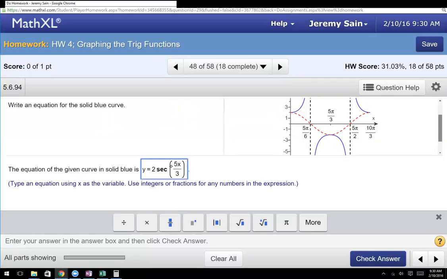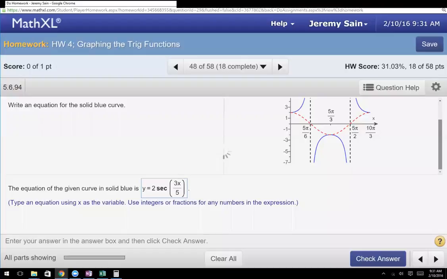Is that right? That is not right. It should be 3 over 5. So the last step was to double check myself. I started off with 5x over 3. I thought, okay, if I plug in x is 5 pi over 6, do I get pi over 2? No, I don't. I must have it backwards. So now if I plug in 5 pi over 6 for x, I get pi over 2. So I know this must be the right way around.